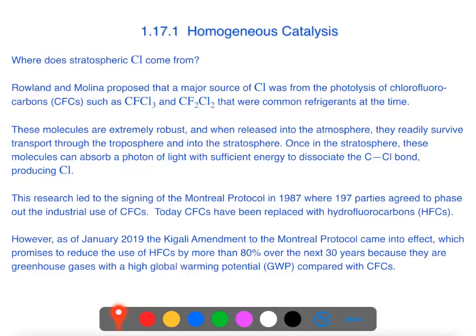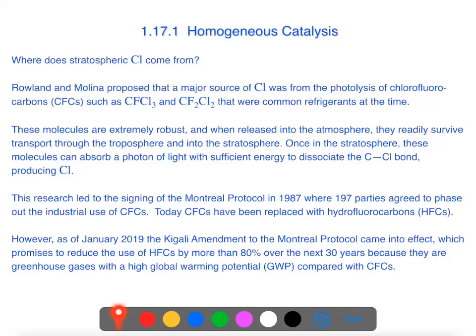Once in the stratosphere, these molecules can absorb a photon of light with sufficient energy to dissociate the carbon-chlorine bond, producing chlorine atoms. This research led to the signing of the Montreal Protocol in 1987, where 197 parties agreed to phase out the industrial use of CFCs. Today, CFCs have been replaced with hydrofluorocarbons, which don't undergo the same dissociation to provide those chlorine atoms.